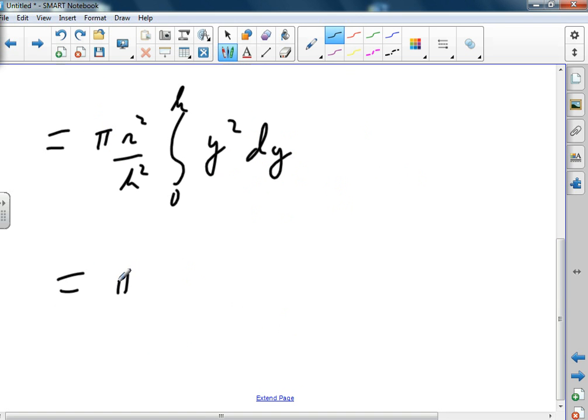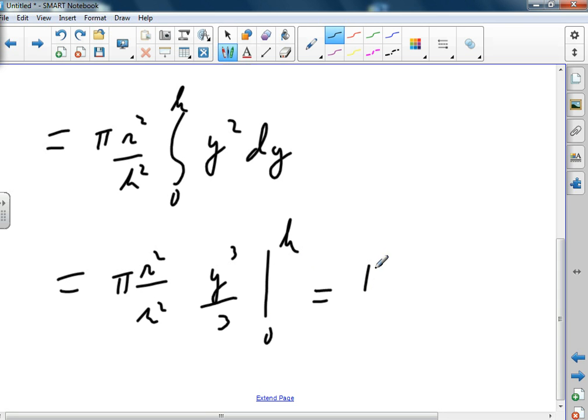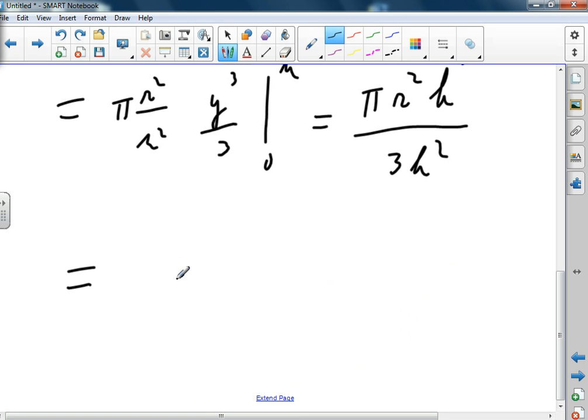Okay, so I got pi r squared h squared y cubed over 3 evaluated at 0 and h. At 0 it's going to be 0, so I've got pi r squared h cubed over 3h squared, which gives me 1/3 pi r squared h. Was that what we're supposed to find? That's what we wanted. So we're done with number 30. We got number 30 right.